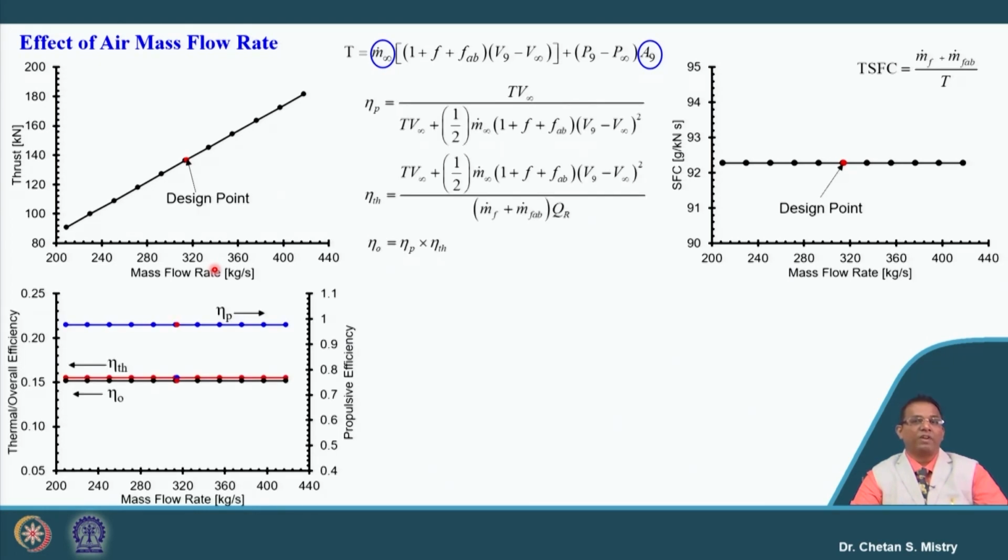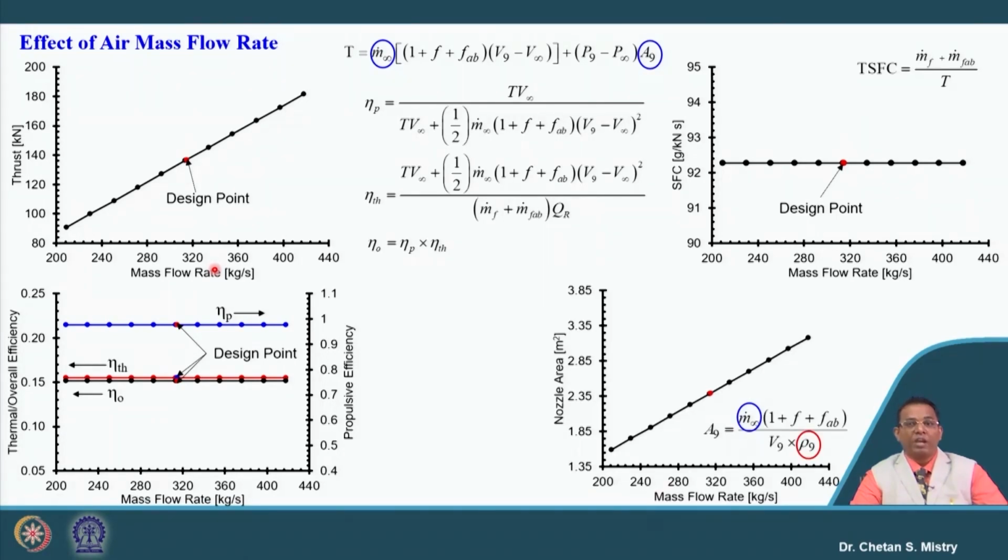In the same way, in this case the efficiencies remain constant: my propulsive efficiency, thermal efficiency and overall efficiency. And we know that since we are increasing our mass flow rate, we have an increase of our nozzle area with the increase of the air mass flow rate.